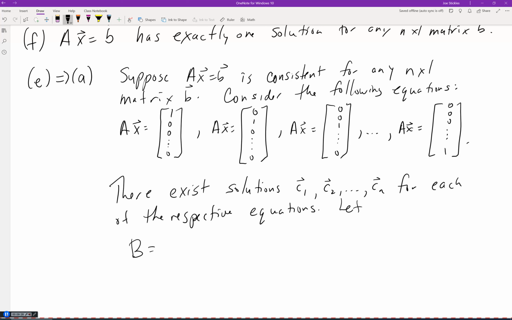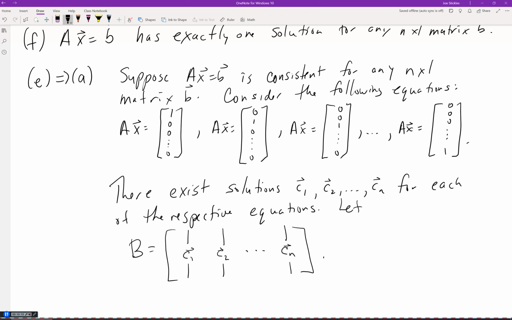I'll call it B, be the following matrix. So basically, we're assuming that we have a solution for each of the equations. We're going to make up a matrix. Remember, the whole point of this is we're trying to get to the fact that A is invertible, to show that the statement being consistent for any column matrix that we want implies the fact that the matrix is invertible.